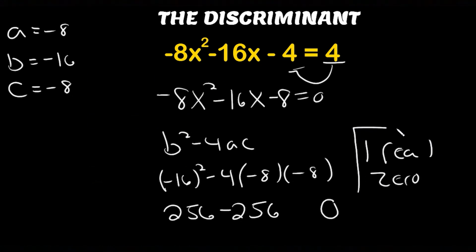So what does that mean if you were to graph it? Well, that means that it's going to be bouncing off the x-axis, meaning the vertex of this quadratic will be bouncing off that x-axis, okay? All right, let's try one more example.